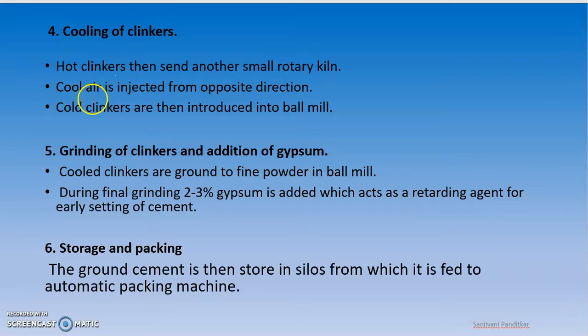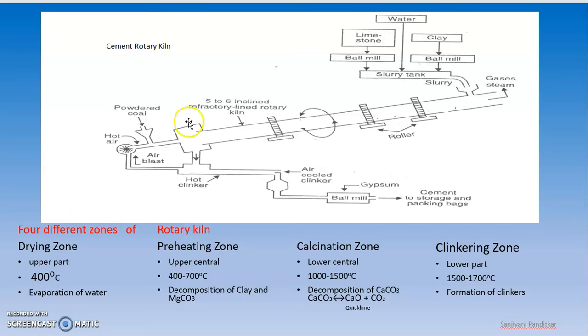The hot clinkers are then sent to another small rotary kiln, and in the diagram we can see that at the base of this rotary kiln there is one more small rotary kiln. In this kiln, cool air is injected from the opposite direction from where we are introducing the hot clinkers. Because of this cooled air, the hot clinkers are cooled down and cold clinkers are formed.